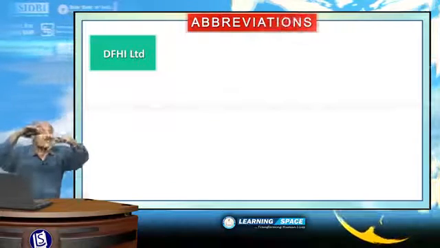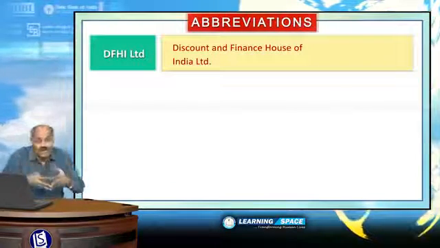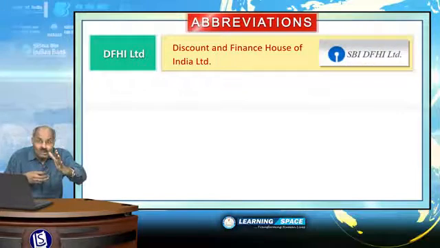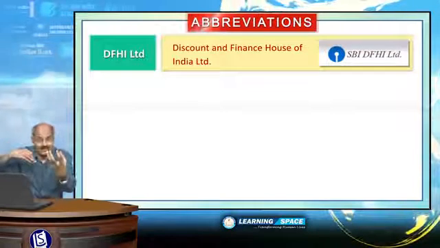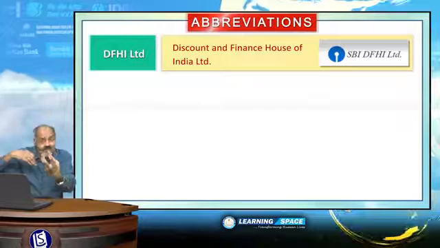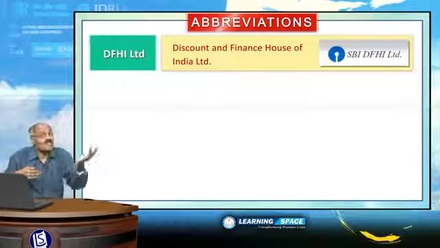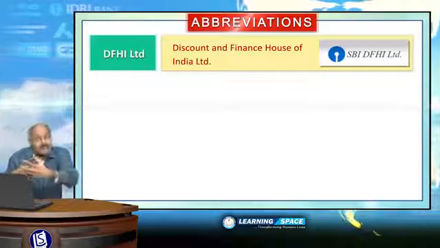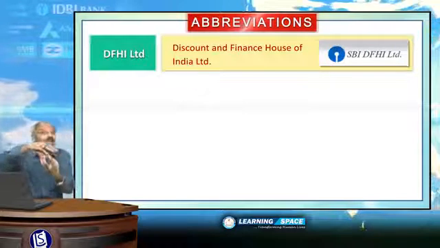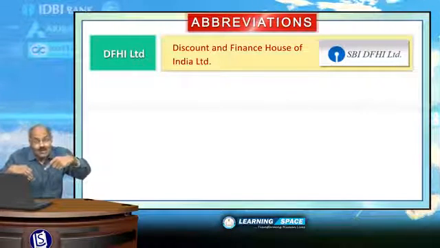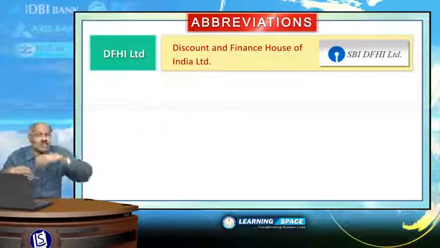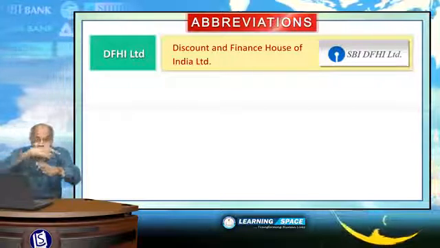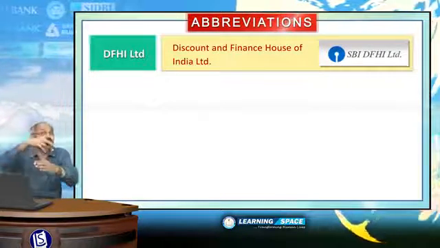Look into the next one. DFHI Limited. This is Discount and Finance House of India Limited, or you can say primary dealer. Primary dealer means who transacts in government securities, primary and secondary. The government securities transactions, that is securities transactions in treasury bills, dated securities, take place through primary dealers, and for the banking system as a whole, this SBI DFHI acts as the primary dealer. This DFHI acts as the primary dealer for the banks.